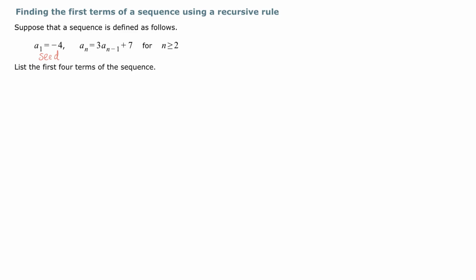It says list the first 4 terms of the sequence. Well, it gave you the first one. So we have the seed, a sub 1 is equal to negative 4. So what's after the seed? Well, then we use a sub 2, and then how do we find a sub 2? a sub 2 is now equal to, according to this rule, 3 times a sub 2 minus 1 plus 7. But what is that? That's just simply 3 times a sub 1, which is negative 4, plus 7.